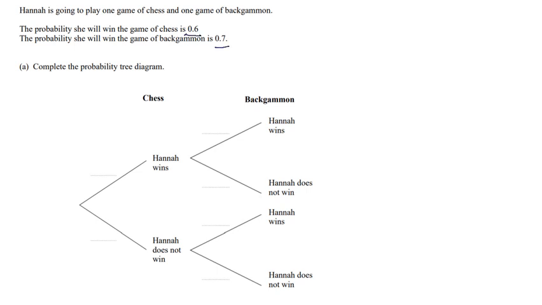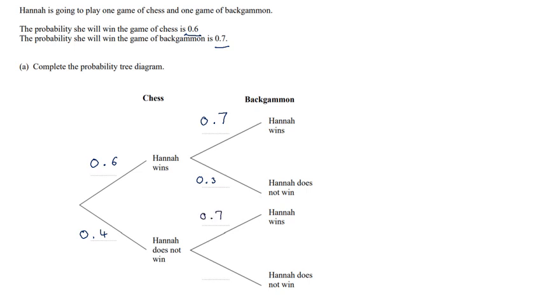So first of all, we'll start off with chess. The probability she wins is 0.6, and therefore the probability she loses or does not win is 0.4, because 0.6 plus 0.4 equals 1. Then moving on to backgammon, the probability she wins backgammon is 0.7. Therefore, the probability she does not win backgammon is 0.3, because 0.7 plus 0.3 equals 1.